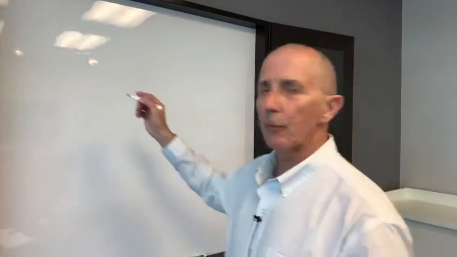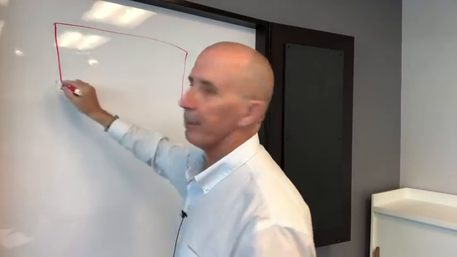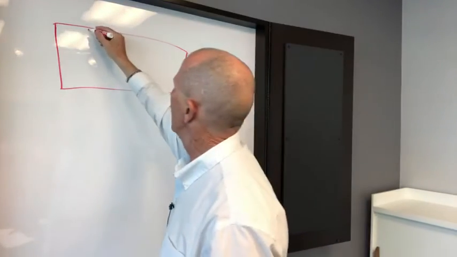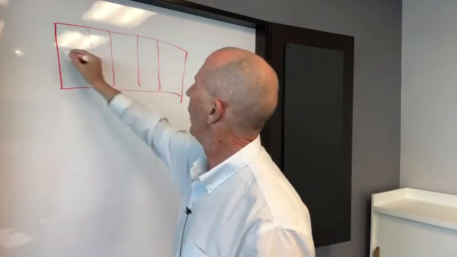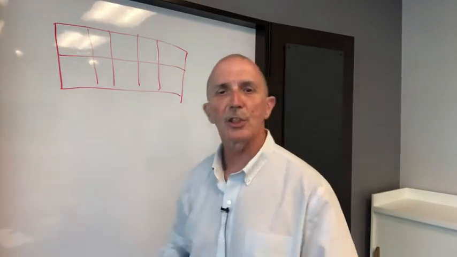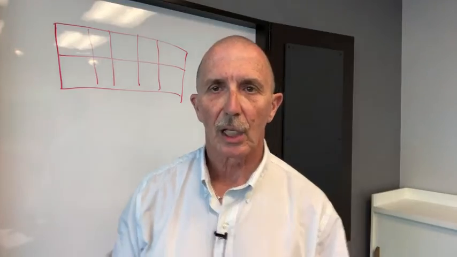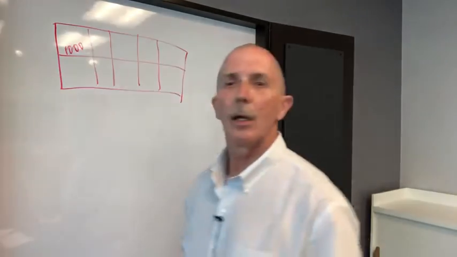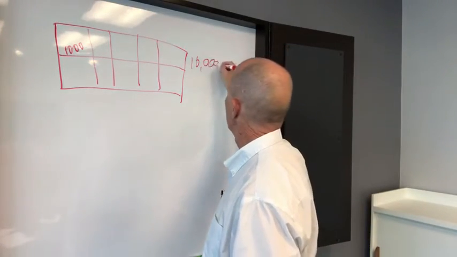Let me just give you a little concept of that. Let's say, for instance, that we have a building. Let's say in this instance, a condo building. And just to make this simple, all of the units are the same size. And let's say all of them are 1,000 square feet. And so the total building area is 10,000 square feet.